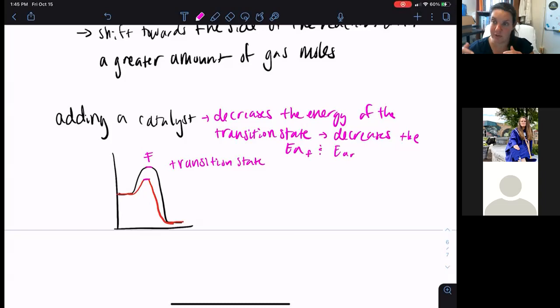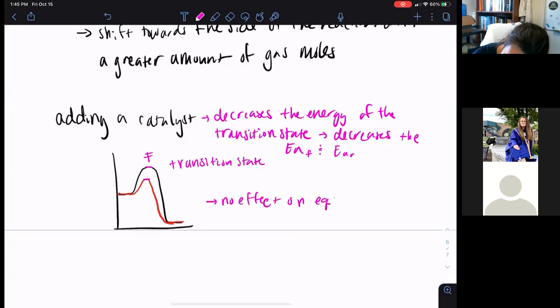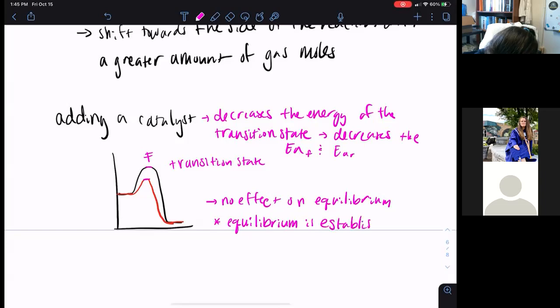So because we've decreased the forward and reverse activation energies, but we haven't done anything to the actual equilibrium, this will have no effect on equilibrium. All that happens is that equilibrium is established quicker. And that's it.